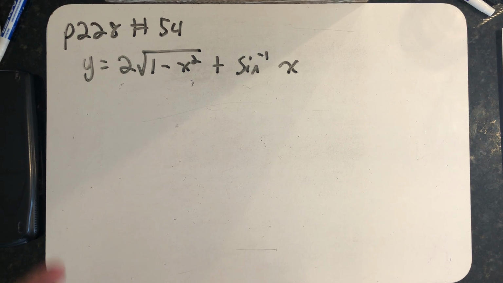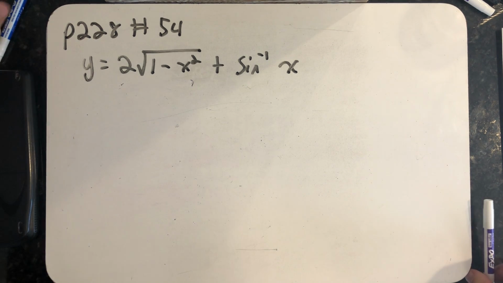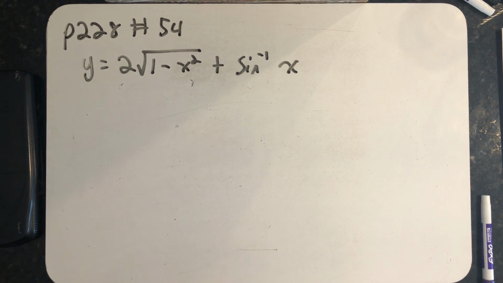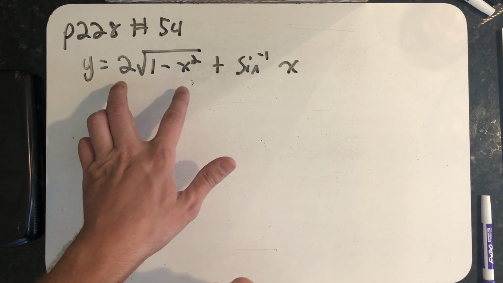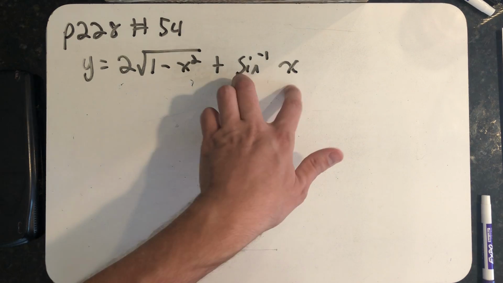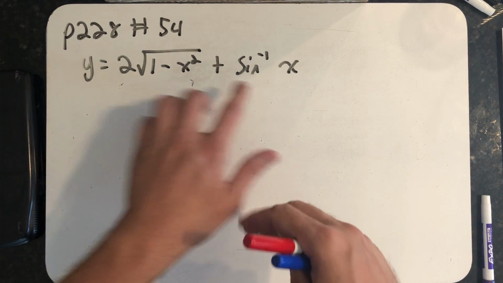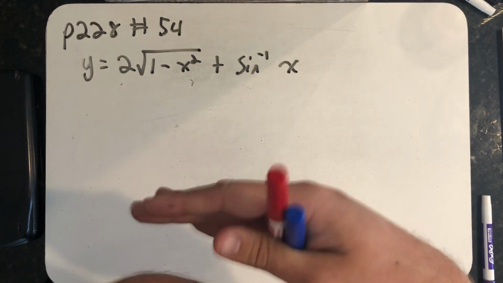the domain is. And what I see here are two functions that have been added together. And I remember that to be in the domain of that new function, I have to be in the domain of both of these functions at the same time. So I have to find this domain and see where they overlap.